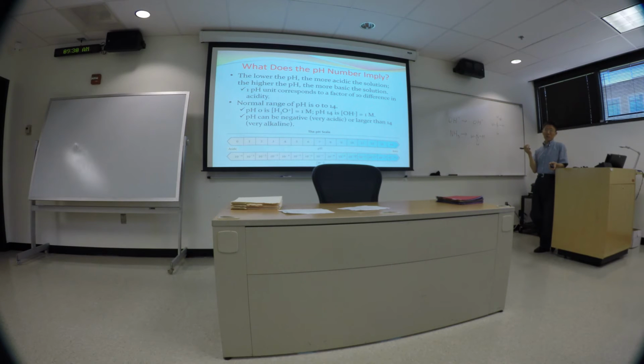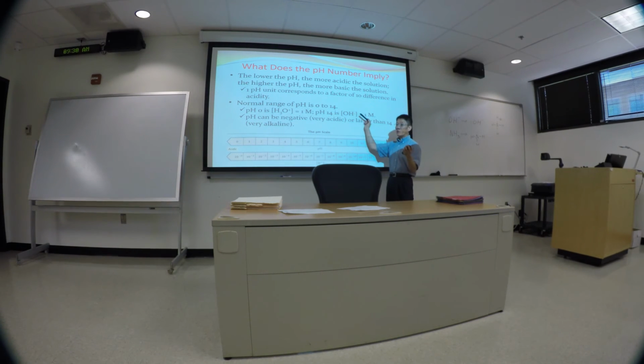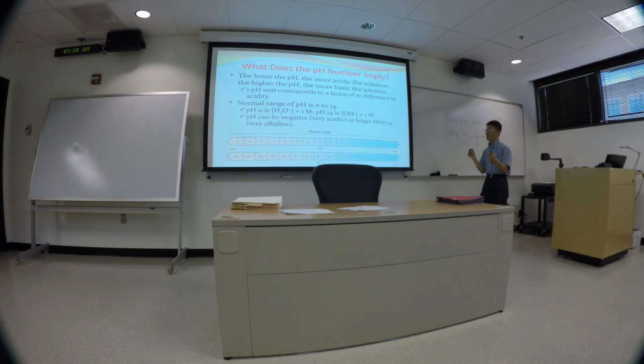That's what the pH is all about. Remember, the pH is the negative log of the concentration. And the lower the pH, it means, because of the negative log, the higher the concentration of the hydronium ion. The higher the pH means the lower the concentration of the hydronium ion. So the normal range for pH is 0 to 14, but pH could be a negative number. You could have a negative number.